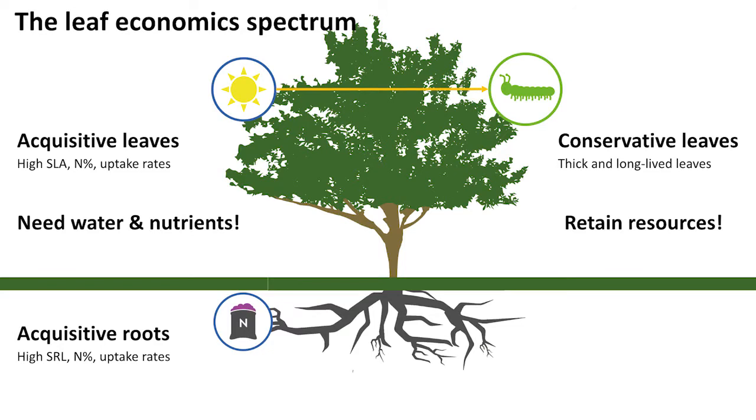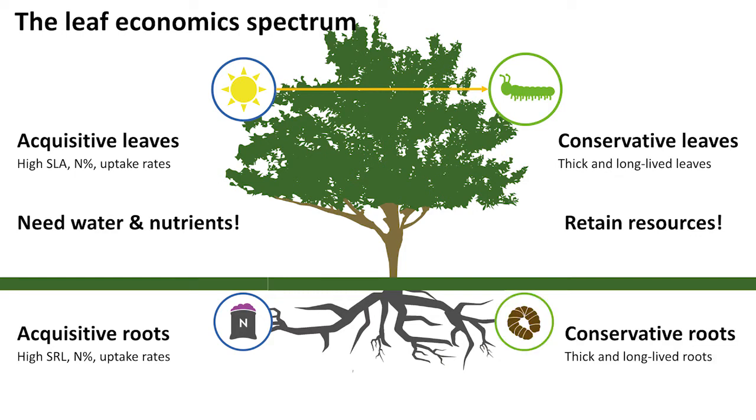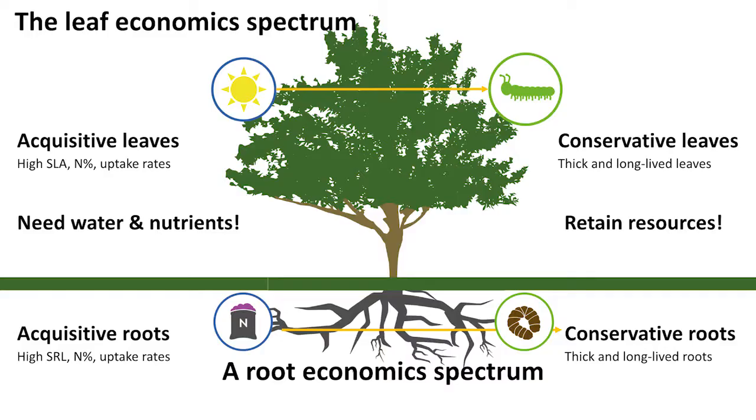Conversely, conservative species need not only retain their above ground biomass, but also their below ground biomass in order to retain their resources. So therefore these species are expected to have long-lived and thick roots in order to conserve these resources. So based on this leaf economic spectrum above ground and on these expected interactions above and below ground, it is expected that a root economic spectrum also exists.